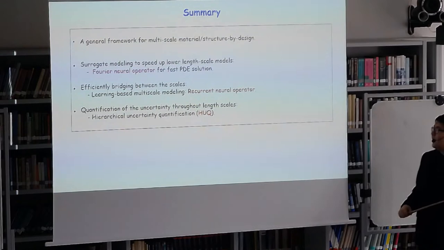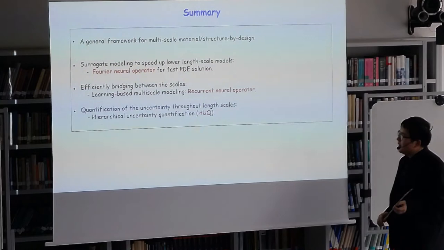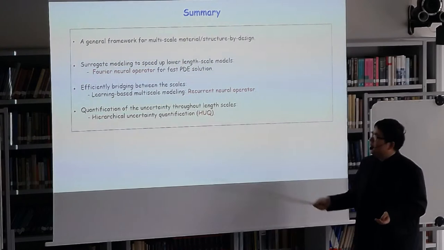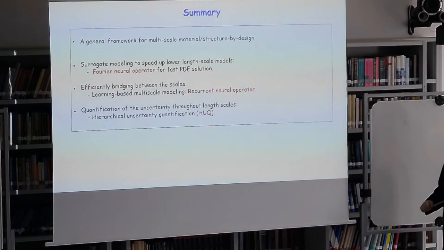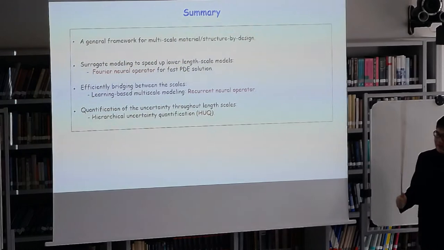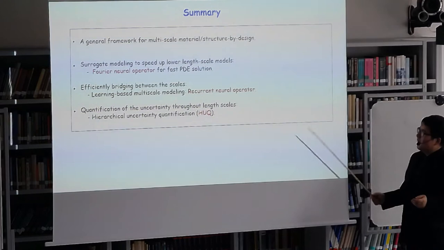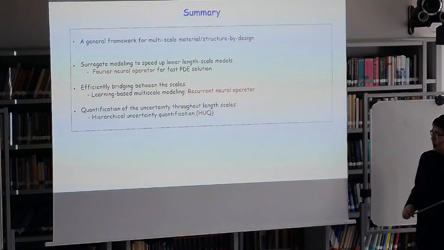And it is also possible to identify and show convergence of internal state variables and learn their true hidden physics. And in addition, I've discussed briefly how we can quantify the uncertainties throughout different length scales, and we have proposed this hierarchical uncertainty quantification method, where we do not require an assumption on the prior distributions. Rather, we'll be able to provide bounds that give us some indication on the uncertainty of the global design.